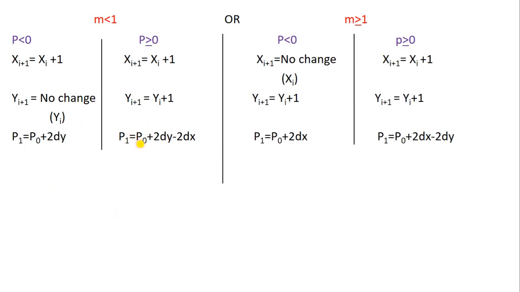So you should not calculate p naught into 2, and after that dy into 2. You should not calculate like this. First, whatever the value of p naught is, you should keep it. After that, you have to calculate 2 into dy, and after that 2 into dx. Whatever result you get, you have to put a plus in between and a minus in between. After that, whatever the result will be, that is your p1.